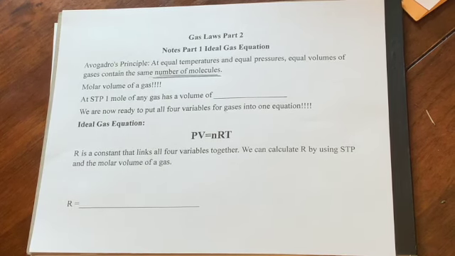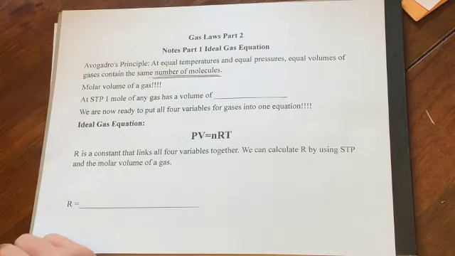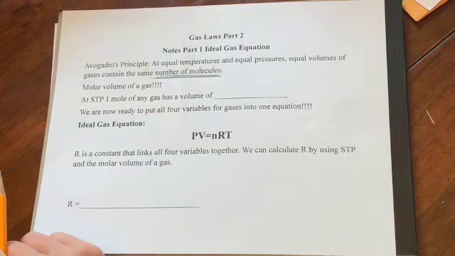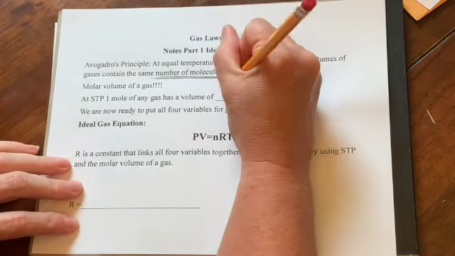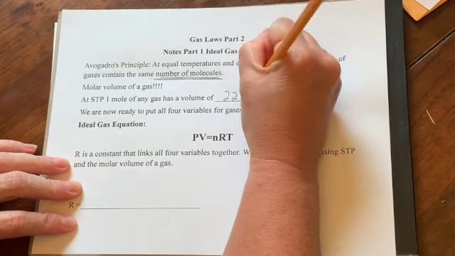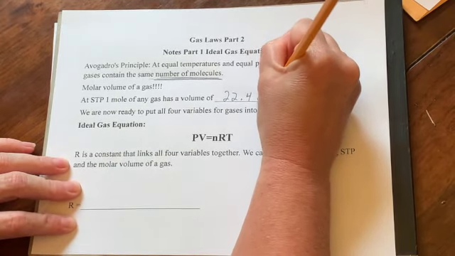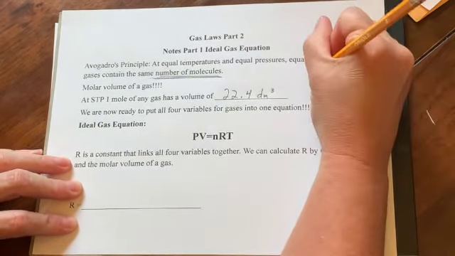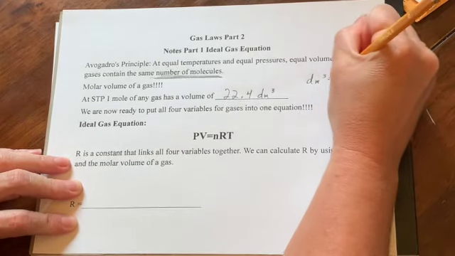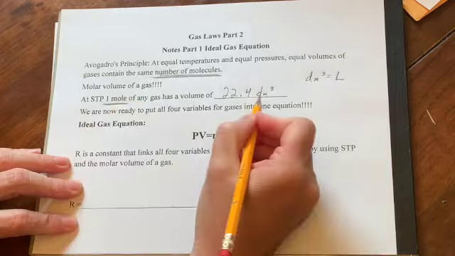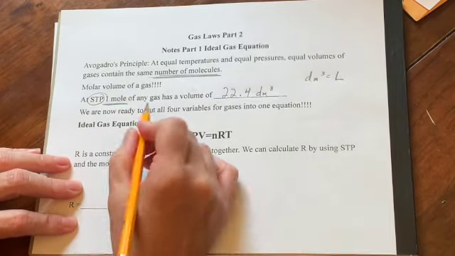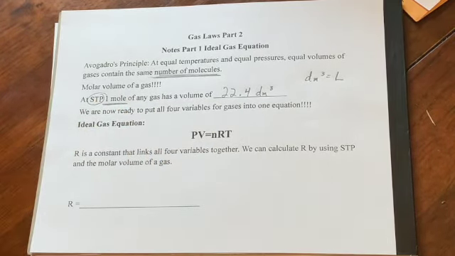All right, at STP, and remember STP is standard temperature and pressure, 1 mole of any gas has a volume of 22.4 decimeters cubed. And remember, a decimeter cubed is the same thing as a liter. So again, 1 mole of any gas at STP has a volume of 22.4 decimeters cubed.